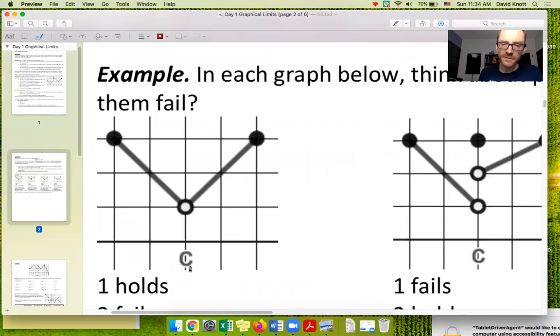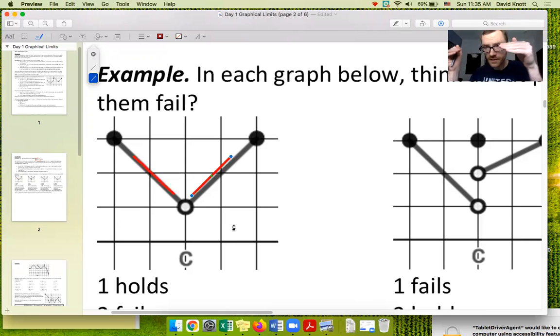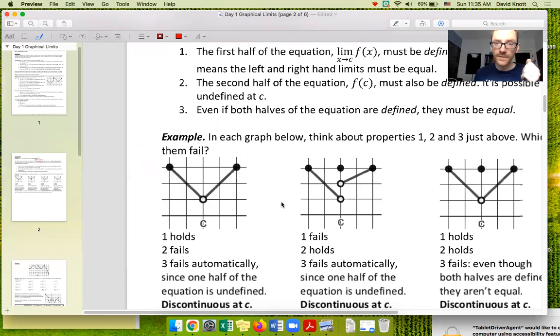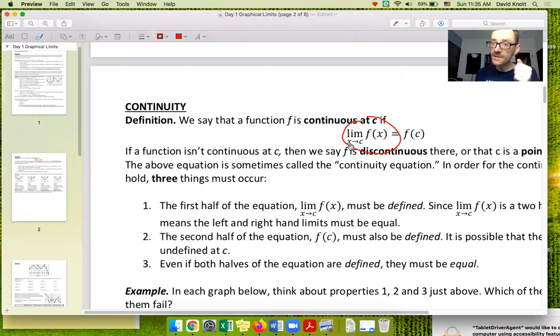Is the two-handed limit defined at C? Well, what needs to happen for the two-handed limit to be defined? The left and right-hand limits must be equal, right? They have to be going to the same number from the left and the right. And is that true here? Yeah, as you approach from the left and the right, they're both going to the same value. So the two-handed limit does exist. Okay, so this guy does exist in that case.